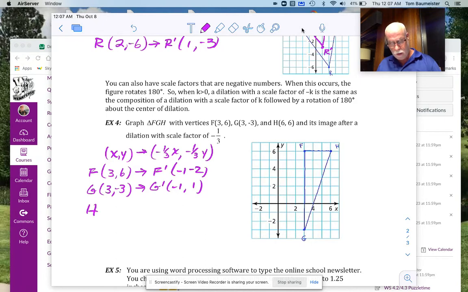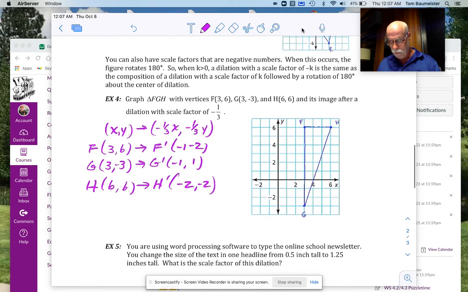And then our last one, H of 6 and 6, is equal to H prime. And again, if we worked it out, we'd get negative 2 and negative 2. All right, so if we plotted those points, I'll have negative 1, negative 2. So there's my F prime. I would have negative 1 and 1. There's my G prime. And my H prime will be at negative 2. Go down negative 2. And that's my H prime.